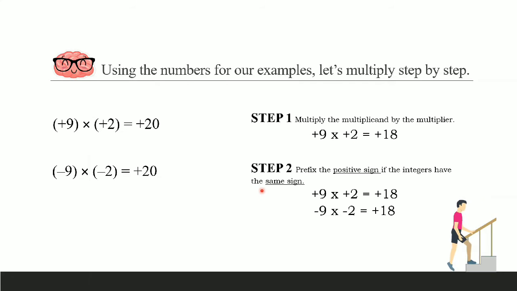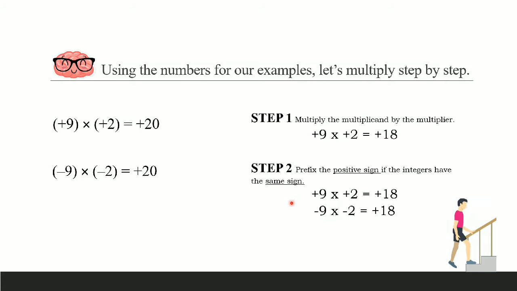Our step 2 is prefix the positive sign if the integers have the same sign. Positive 9 times positive 2 is equal to positive 18. Negative 9 times negative 2 is equal to positive 18 rather. Why do we have positive even if we multiply negative 9 times negative 2? Simply because they have the same sign.